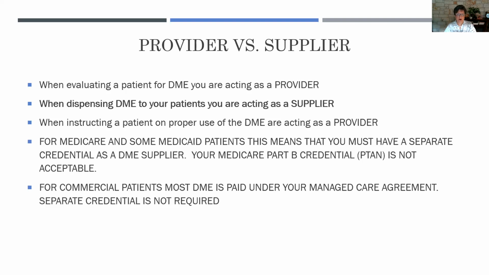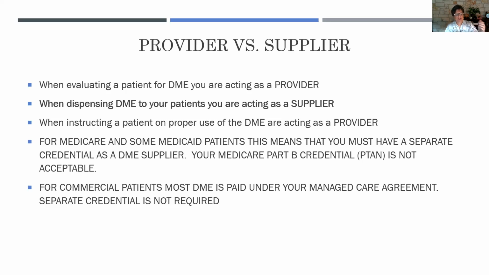If you're listening to this and you are, let's say, a physician or a nurse practitioner or a PA, a physical therapist, when you are evaluating your patient for DME, for any type of durable medical equipment, you're acting as a provider. So during the evaluation process for DME, you are billing out to your commercial payers, or you're billing out to Medicare Part B as a provider, not as a supplier. When you order the DME and then you dispense it to your patients or to the general public, you're acting as a supplier, not a provider.